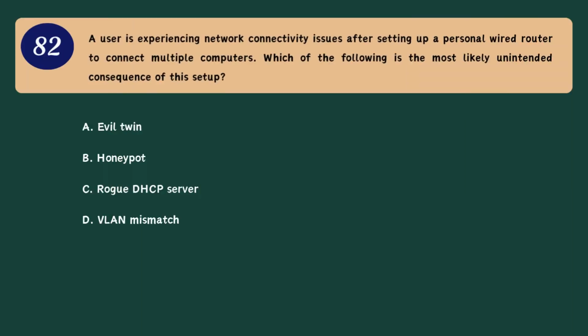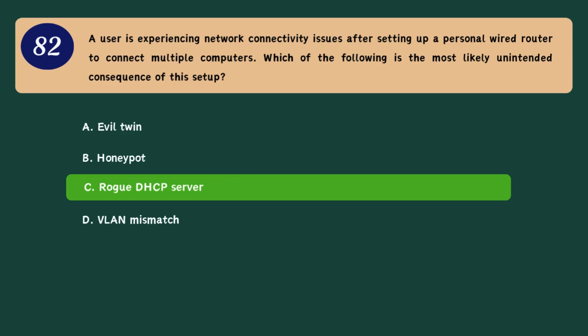Question 82. A user is experiencing network connectivity issues after setting up a personal wired router to connect multiple computers. Which of the following is the most likely unintended consequence of this setup? A. Evil twin. B. Honeypot. C. Rogue DHCP server. D. VLAN mismatch.